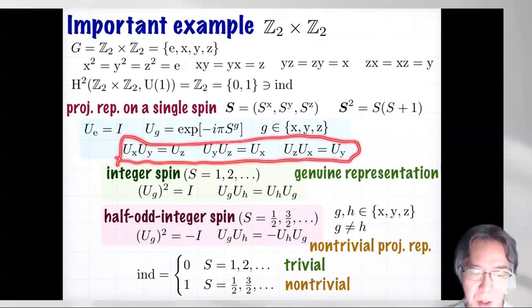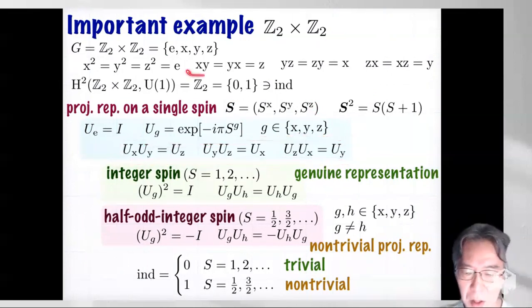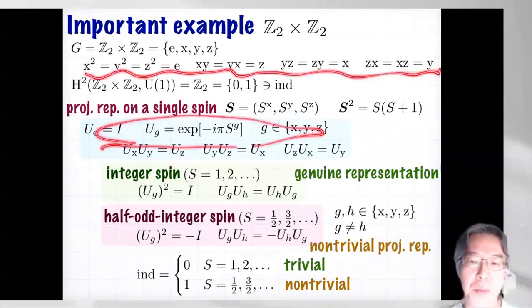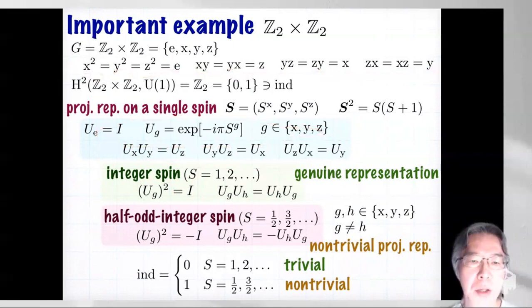And of course, this recovers this Z2 cross Z2 rule. Furthermore, if the spin quantum number S is an integer, then we find that this UG squares to be identity and they commute with each other. And in this case, these U's perfectly recover this group multiplication rule. This means that this U gives a genuine representation, a usual representation, or a trivial projective representation.